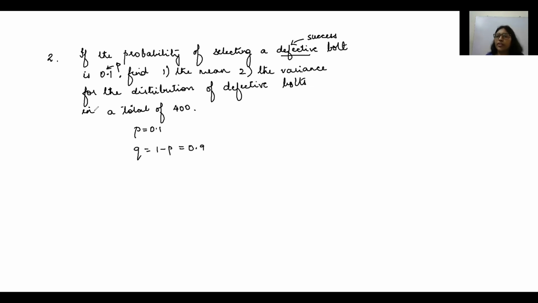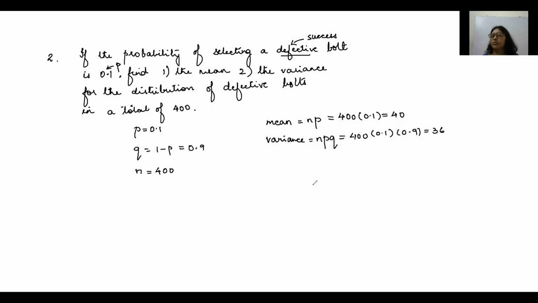The distribution of defective bolts in a total of 400. That means we are going to repeat this trial 400 times. N is 400. The formula of mean is NP, and the formula of variance is NPQ. And I think that can be completed. So the mean is 40 and the variance is 36.